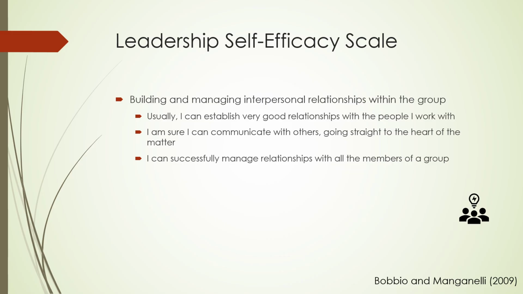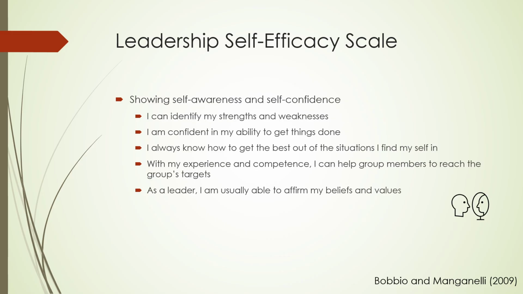The third dimension of the leadership self-efficacy scale is building and managing interpersonal relationships within the group. This only has 3 items, so score it between 1 and 7, and we're going to move on to the next one. Now, the fourth dimension is showing self-awareness and self-confidence. This dimension has 5 items, so go on ahead, give yourself a score of 1 to 7 for every single item. We're going to move on to the next one.